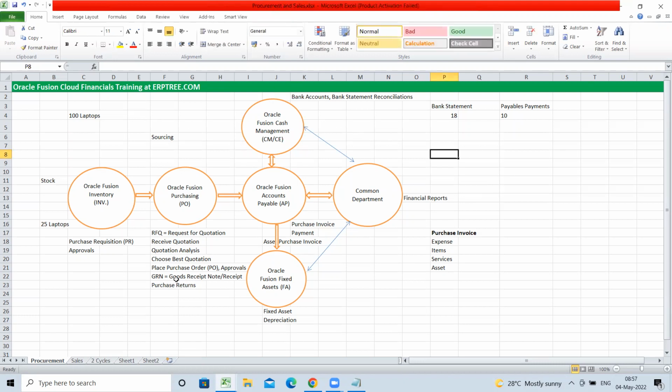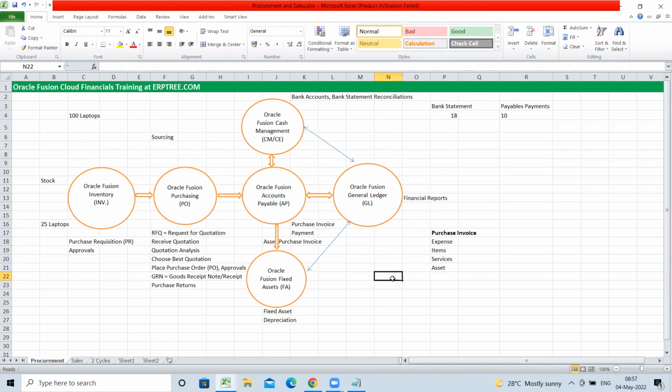So finally, all the departments can pull the data into one place to prepare the reports. For that, Oracle is providing an application to collect the data from all these applications to prepare the financial reports. That application name is Oracle Fusion General Ledger. The short name is GL.